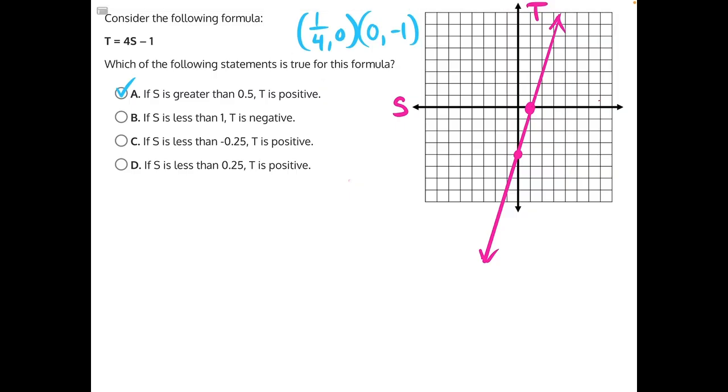So B is incorrect. C says if s is less than negative 0.25, which would be right here, then t is positive. Well, less than would be to the left side, and all of these t values are negative. They're all below the x-axis. They are not positive, making C incorrect. And for answer choice D, if s is less than positive 0.25, so right here, then t is positive. Again, all of these values are not positive. All of these values are below the x-axis and therefore have negative t values, making this answer incorrect and making answer choice A our correct answer.